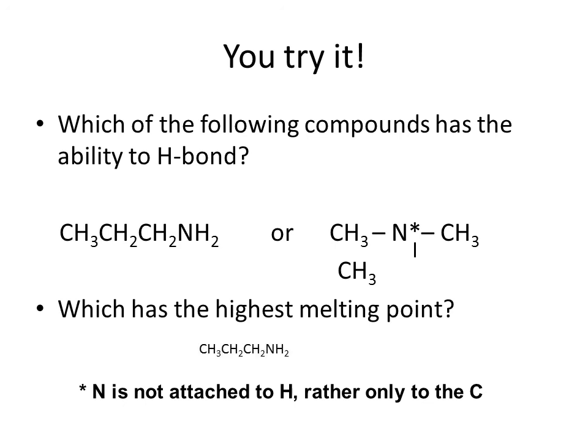And in examining the structures of these molecules, we can see that propylamine, this one on the left, has the ability to hydrogen bond, whereas trimethylamine, the one on the right, cannot hydrogen bond because there is no hydrogen attached to the nitrogen. This means that the intermolecular attractive forces for propylamine is higher, and that gives it the higher melting point, and it would give it the higher boiling point also.